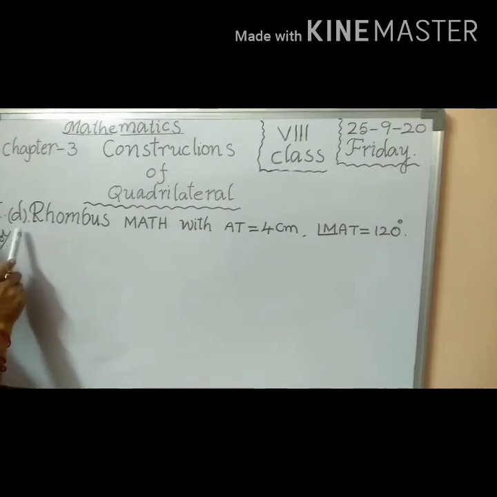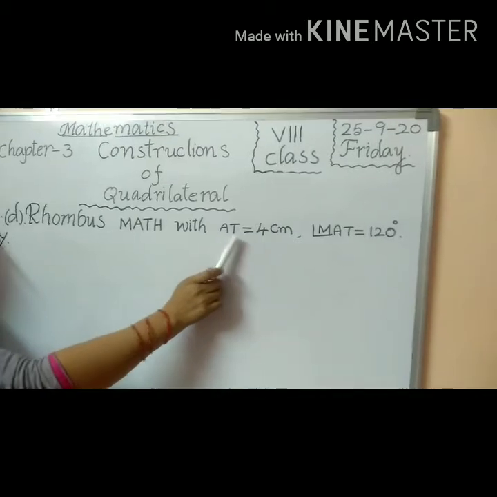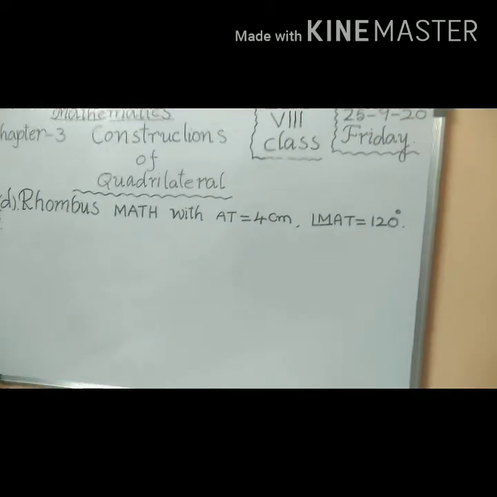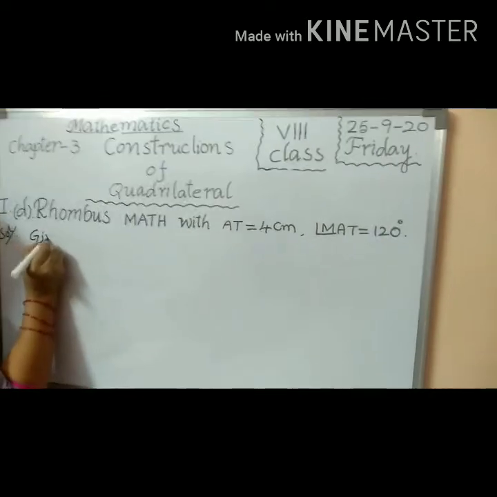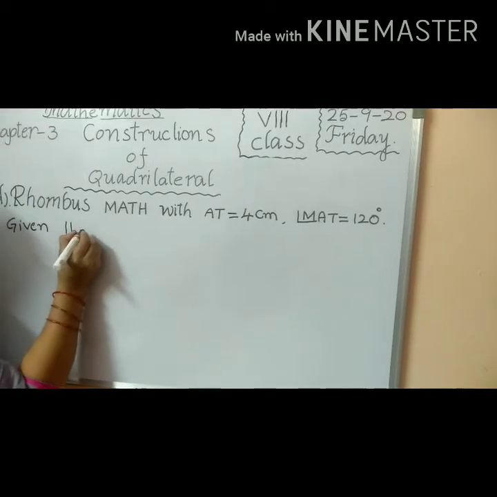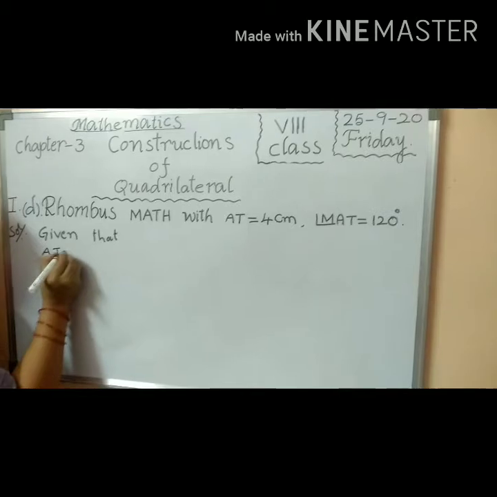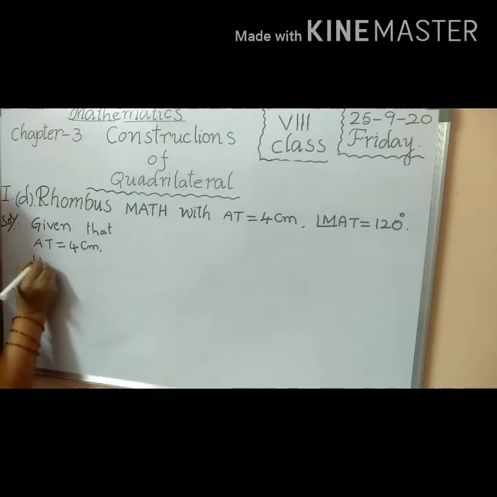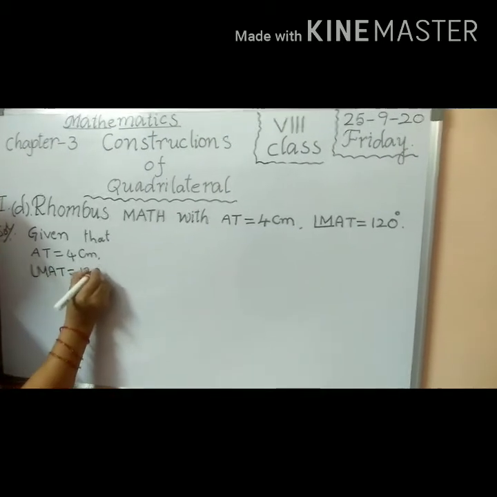It is the first Roman D problem. Rhombus MATH with AT equal to 4 centimeters and angle MAT equal to 120 degrees. First you write the given: what are the given dimensions or angles? So AT equal to 4 centimeters, angle MAT equal to 120 degrees.